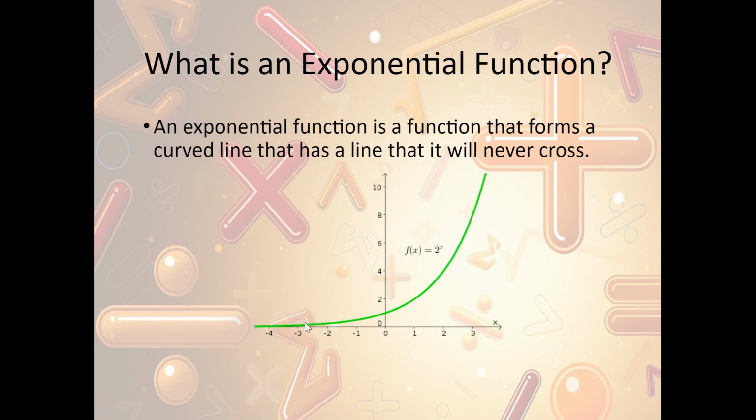Notice this line gets really flat here at the x-axis. It will never cross the x-axis. So there's a line here that forms that it'll never cross. In this direction, it'll keep going and going and going and get really steep.